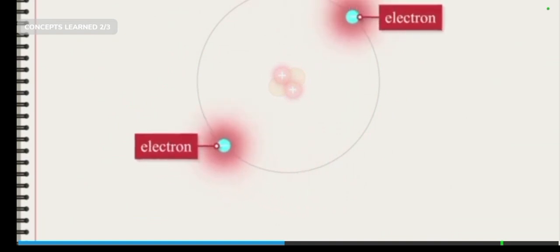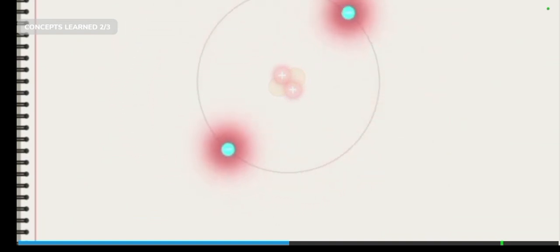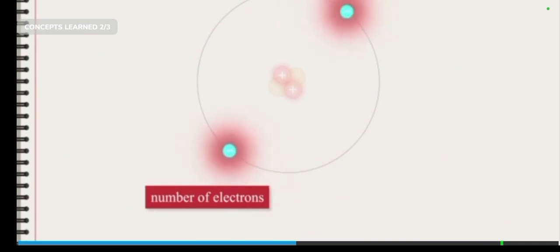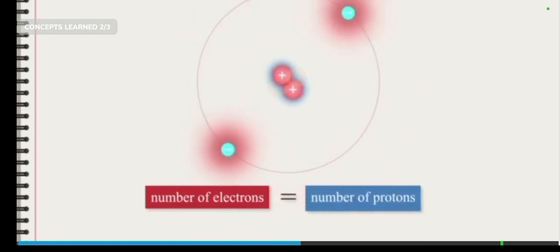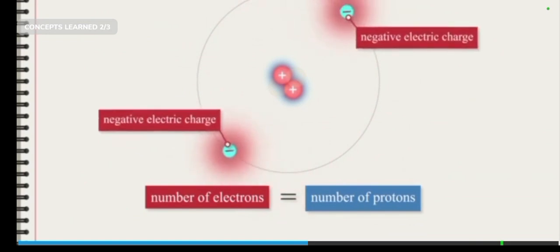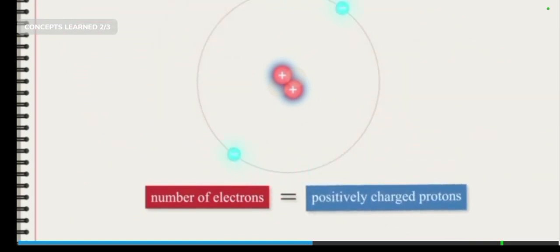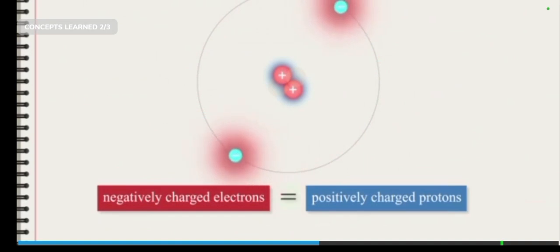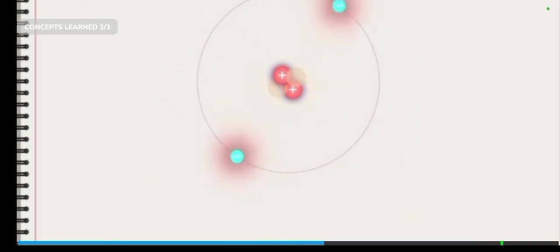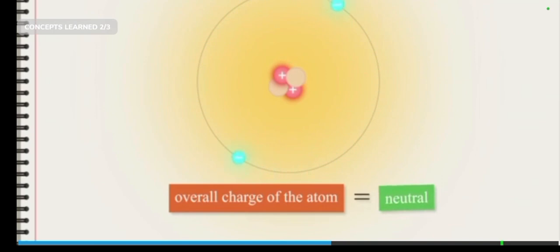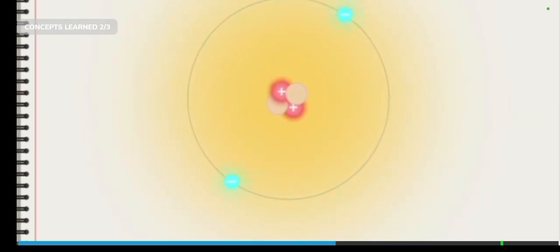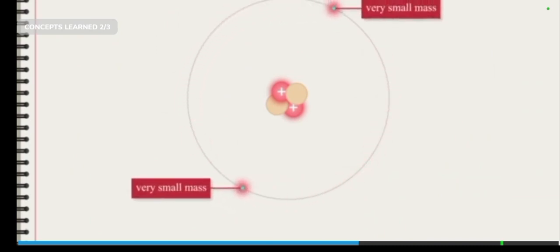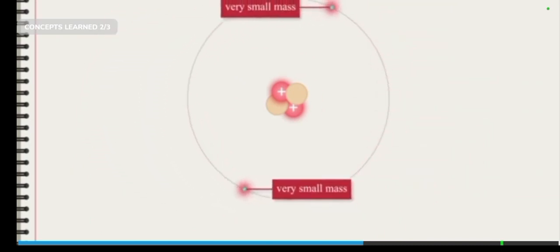What about the electrons? In an atom, there are always as many electrons surrounding the nucleus as there are protons inside the nucleus. Each electron has a negative electric charge. The positively charged protons and negatively charged electrons balance each other out. This makes the overall charge of the atom neutral. In our model, it looks like the electrons are just a bit smaller than the protons and neutrons. But in reality, electrons are much smaller than the particles inside the nucleus. Their mass is so small it hardly even counts in the mass of the atom.